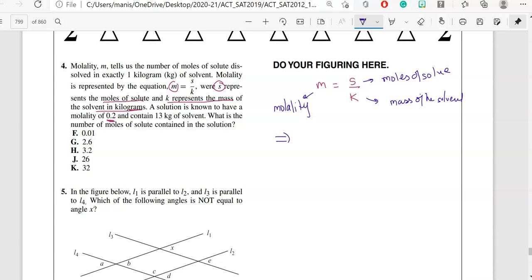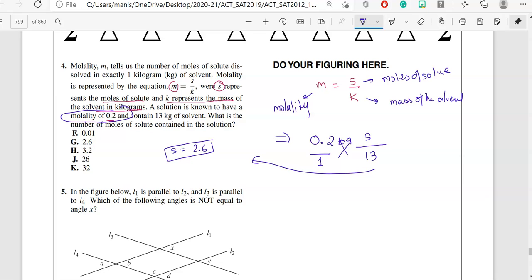They have given me a solution known to have a molality of 0.2. So I will replace the lowercase m by 0.2, and it contains 30 grams of solvent, so this 30 will go over here. And S, I have to find this value. I will cross multiply, and I will end up with the value of S as 2.6. Do you see any answer choice which looks like this? Yes. Option G is the correct answer for this question.